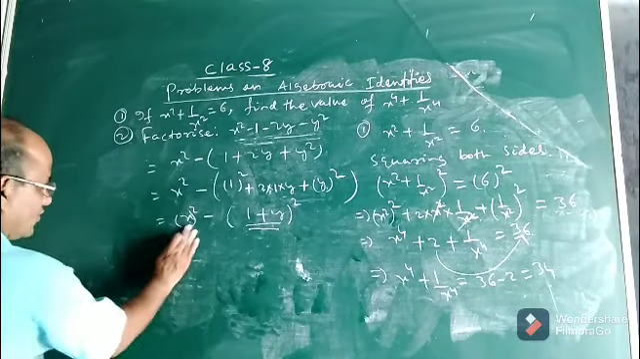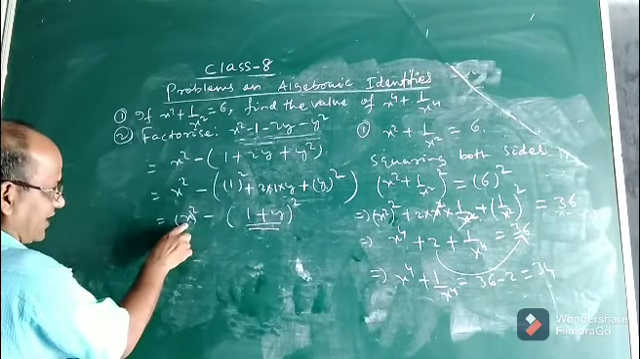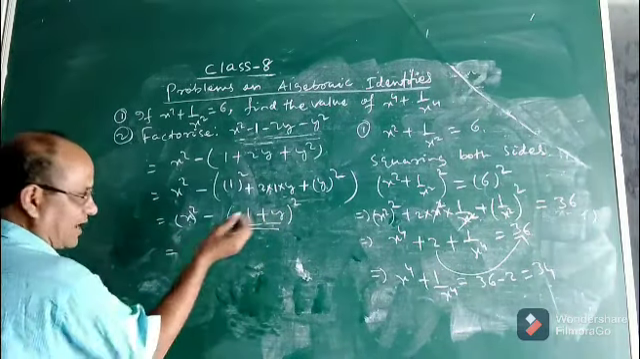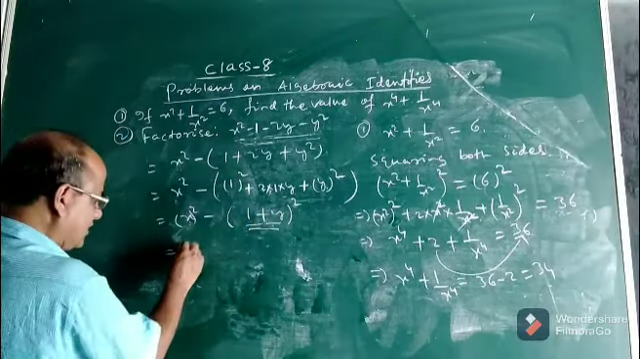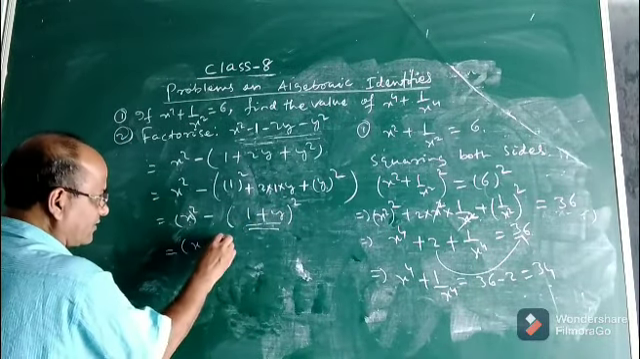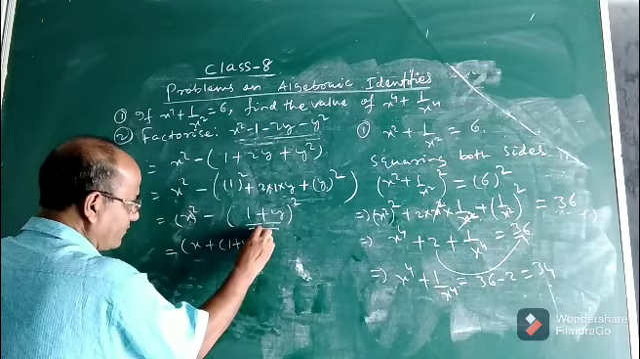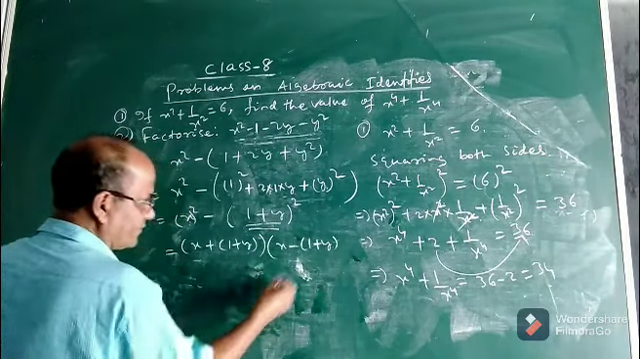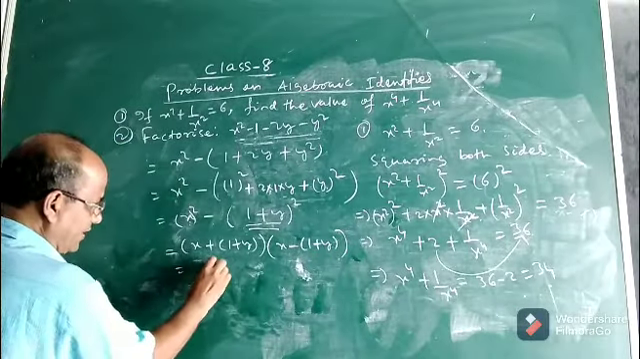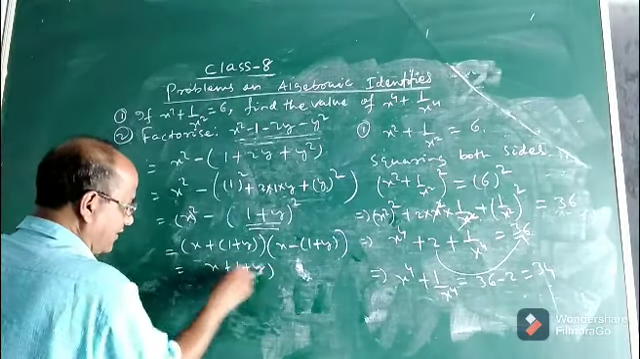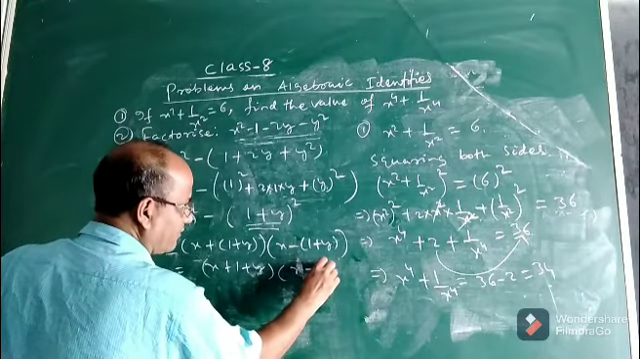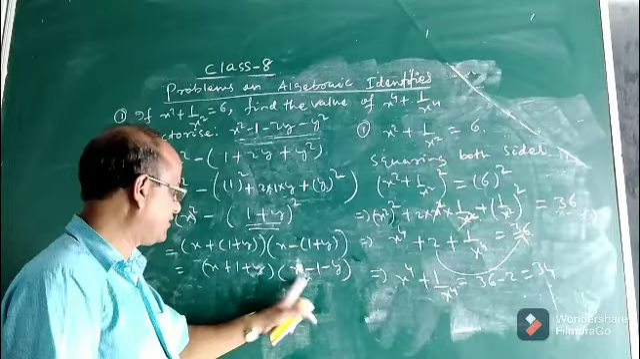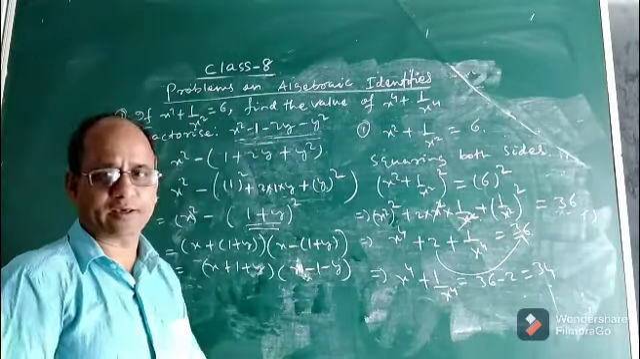So if this is taken as a and this is chosen as b, then it is in the form of a square minus b square and the formula is (a plus b) into (a minus b). So you put the formula: (x plus 1 plus y) into (x minus 1 plus y)... so now it will be (x plus 1 plus y) into (x minus 1 minus y). See, this is the complete factorization of this algebraic expression.